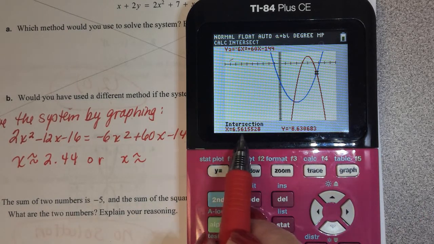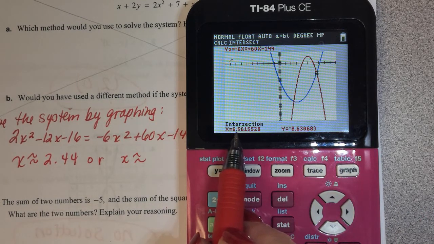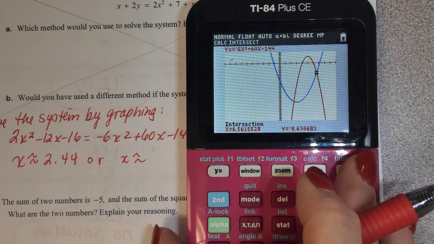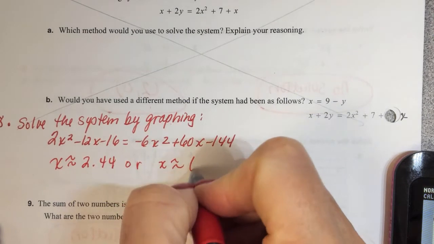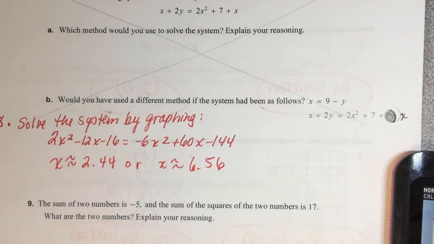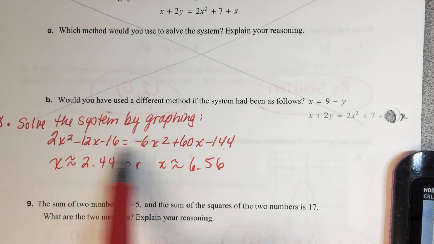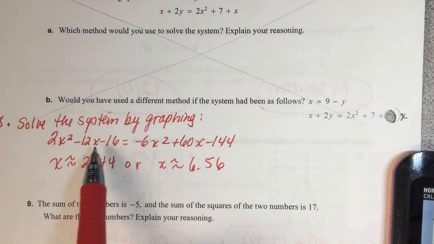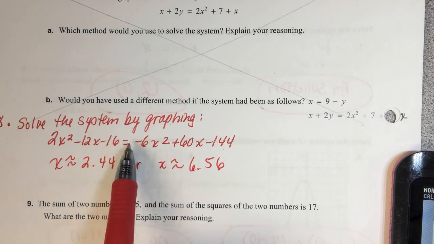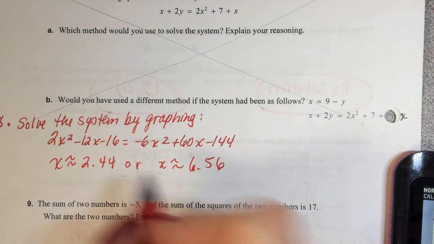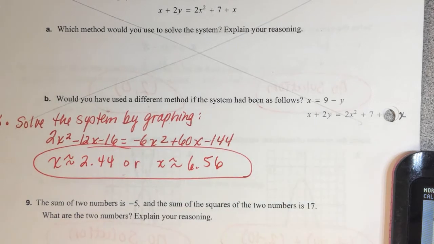and how do I write this solution? .56, right. Do I want to put the y values with it? No. The reason I don't want to put the y values is there's no y in this problem. We're only solving for the x's. Do you see the difference? The other ones had y, this does not have y. These are my two solutions.